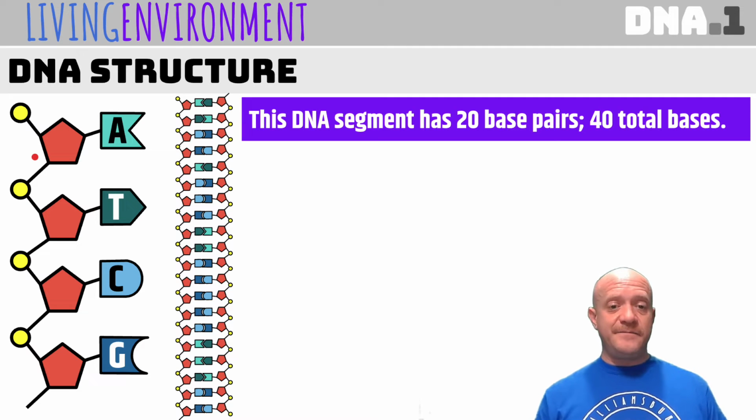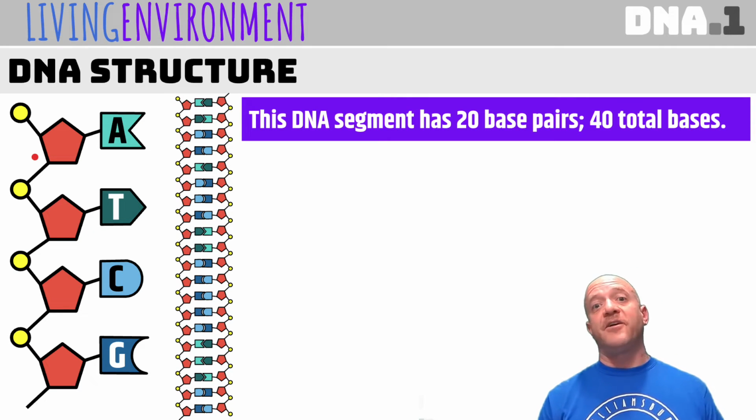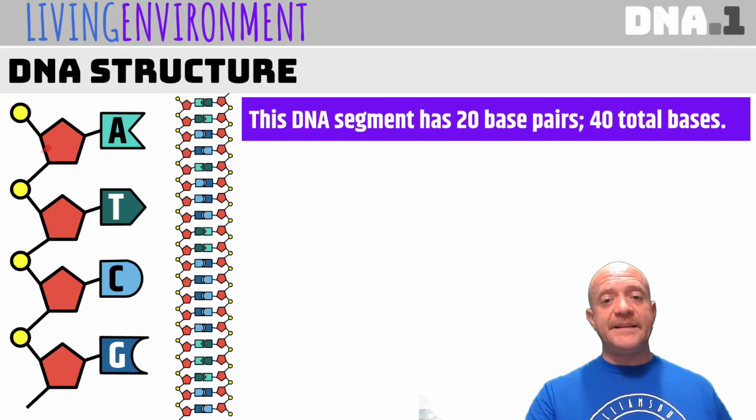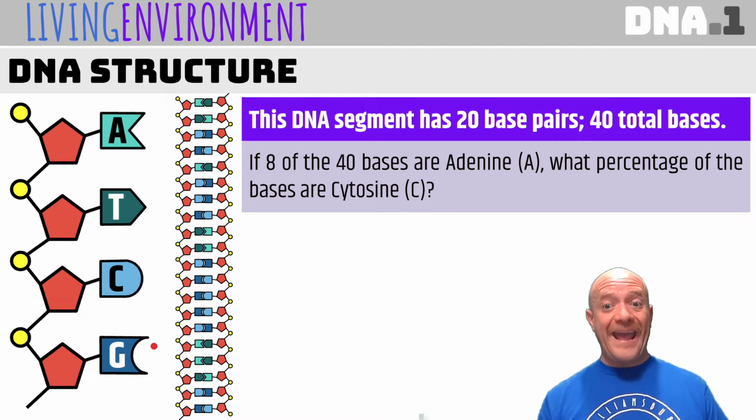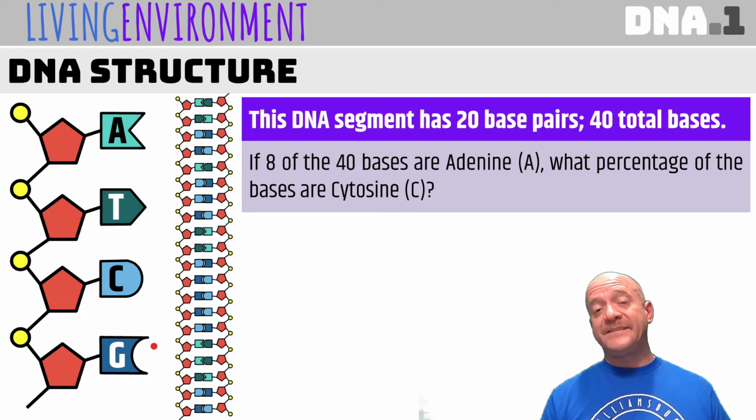Now, DNA structure, there are times you might have to answer a question about how many bases there are when you're given one base, and this is how you would solve that. So this DNA segment right here has 20 base pairs, so there are 20 different rungs to this ladder for a total of 40 bases. Now the question reads, if 8 of the 40 bases are adenine, or A, what percentage of the bases are cytosine, C?